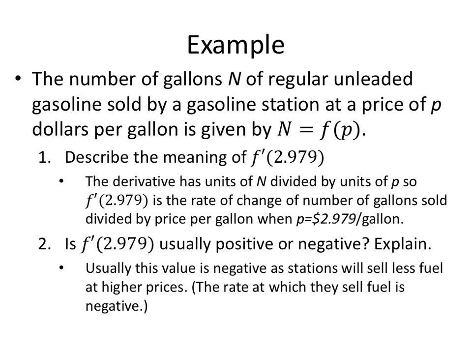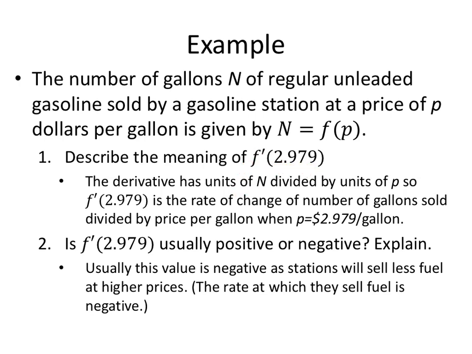Okay, what do these derivatives really mean? Here's an example. The number of gallons N of regular unleaded gasoline sold by a gasoline station at a price of P dollars per gallon is given by N equals f of P. So the number of gallons is a function of the price. So what does it mean to have f prime of 2.979?